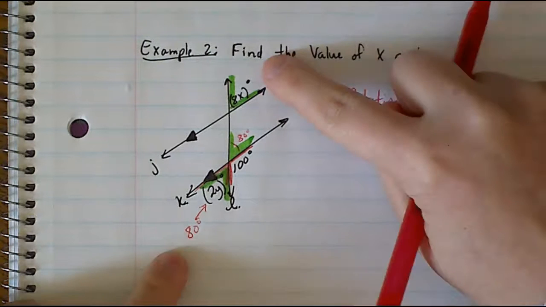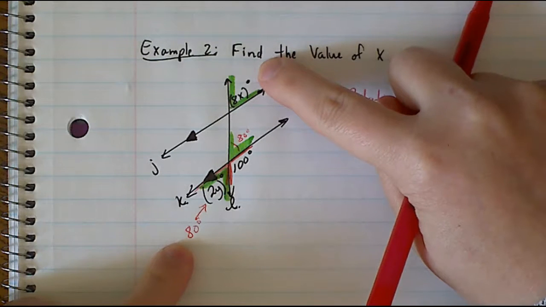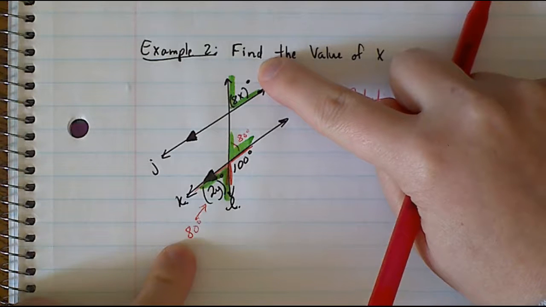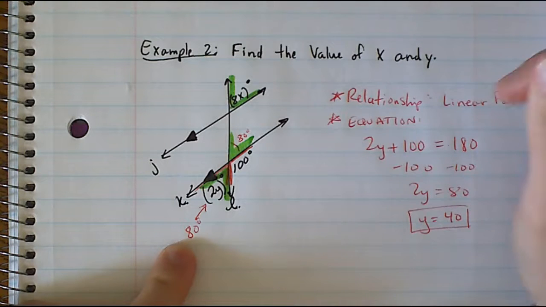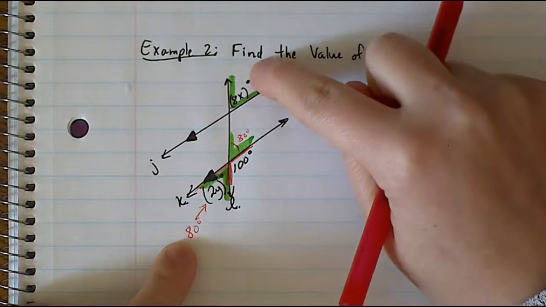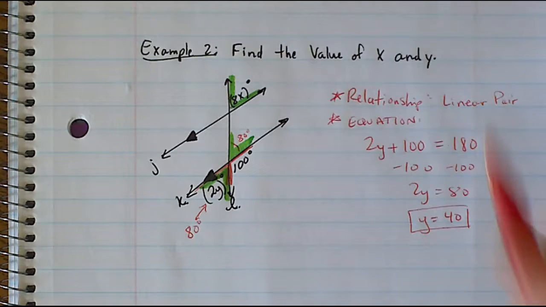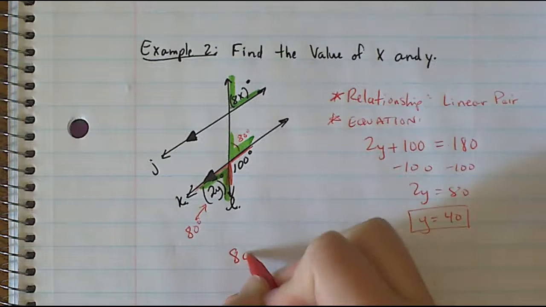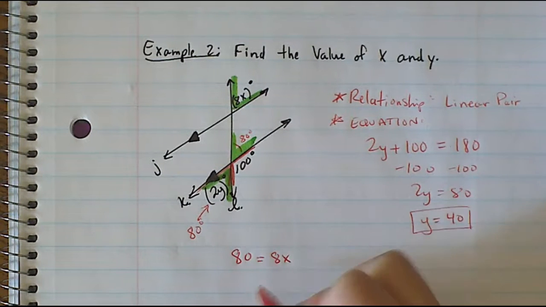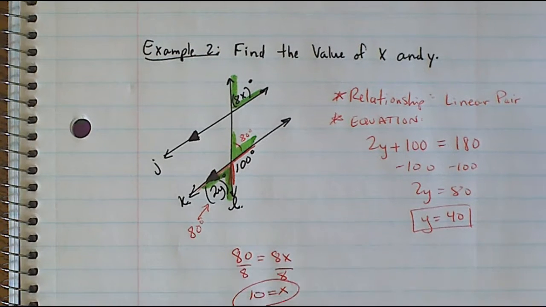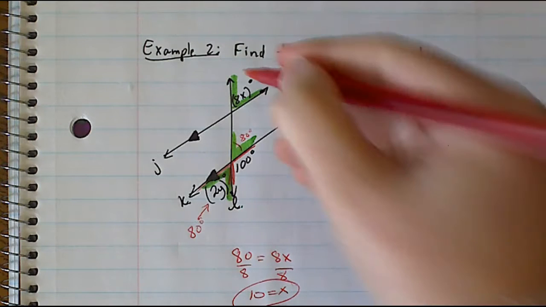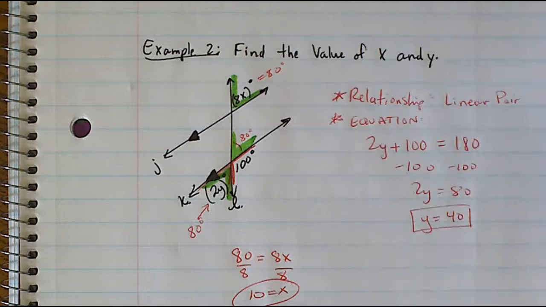So I'm going to use these two angles, the 8x and my 80-degree angle that I just solved for, because you don't even need this one, but it's there. You can use it if you would prefer. But I know that these two angles are equal because they're alternate exterior and my lines are parallel. So 80 equals 8x, divide both sides by 8. 10 must equal the value for x. So I found x and I found y. Again, you can always plug this back in to check your answer to see if it makes sense.